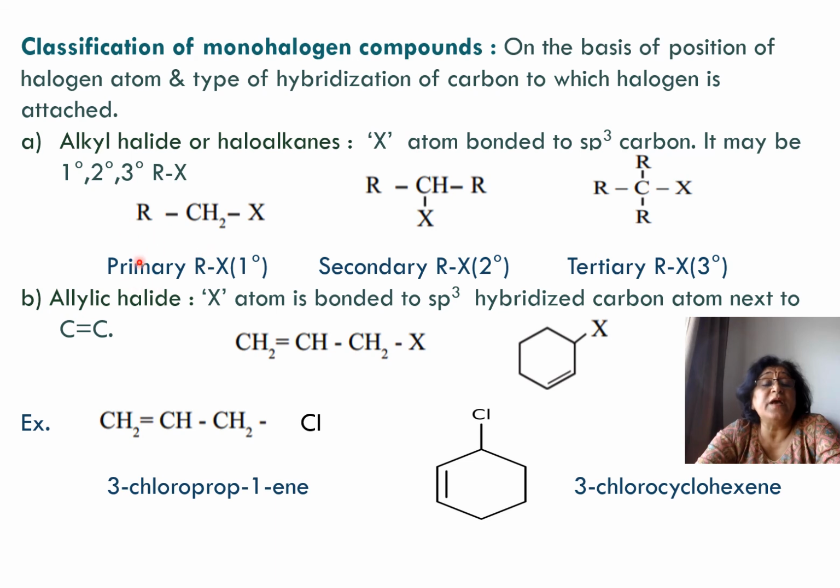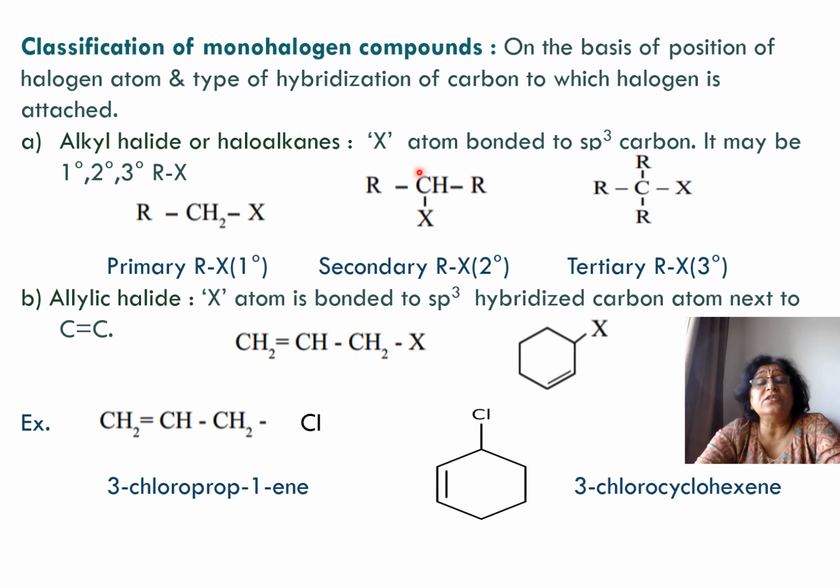So in primary alkyl halide, what happens? Halogen is attached to primary carbon. What is primary carbon? The carbon to which one alkyl chain is attached. The four valencies of carbon are balanced how? One is attached to halogen, two are attached to hydrogen, and one alkyl chain is present. So when the carbon attached to halogen is attached to one alkyl chain, such a carbon is called primary carbon. And when halogen is attached to primary carbon, you call it primary alkyl halide.